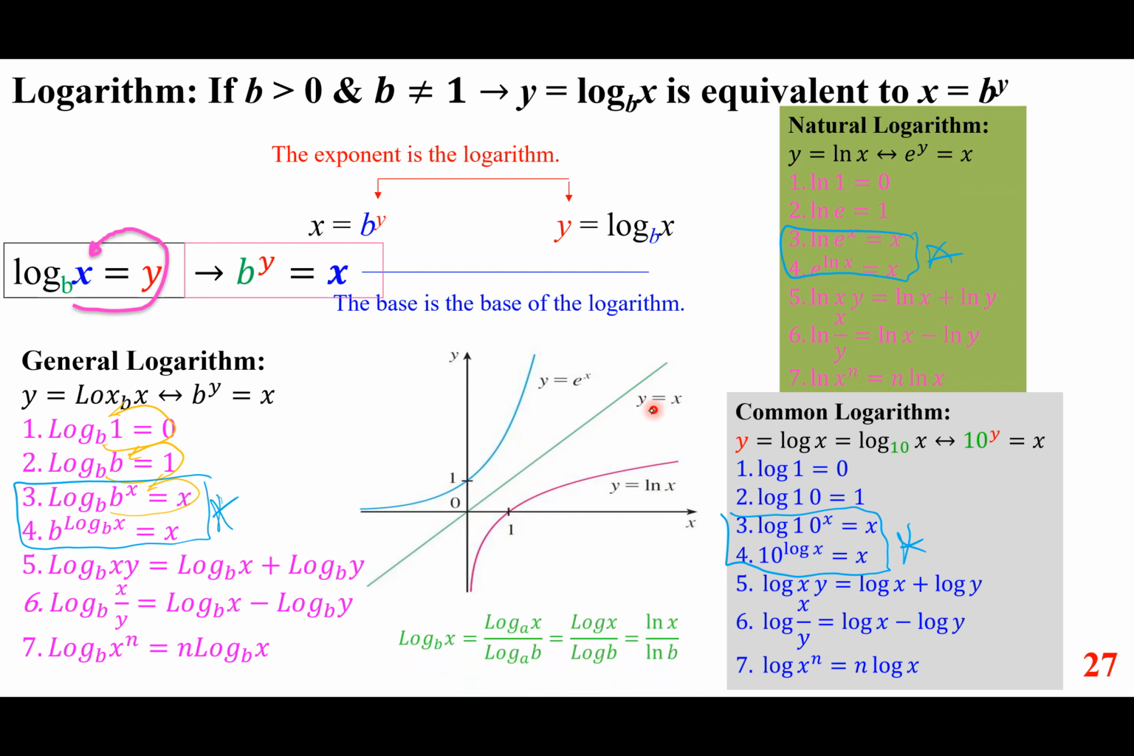Here's the change of base formula, because when we want to evaluate logs with different bases, we normally go to either common log or natural log. So log x base b, we use ln x over ln b or log x over log b.